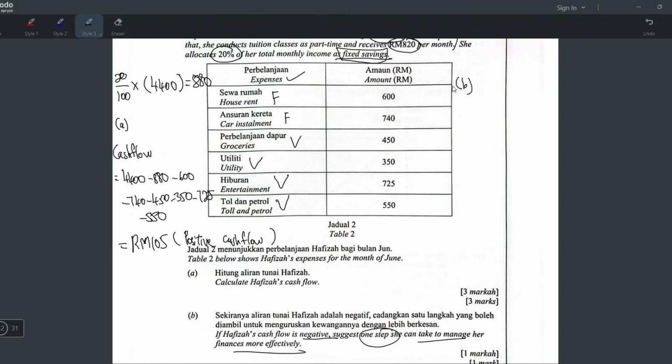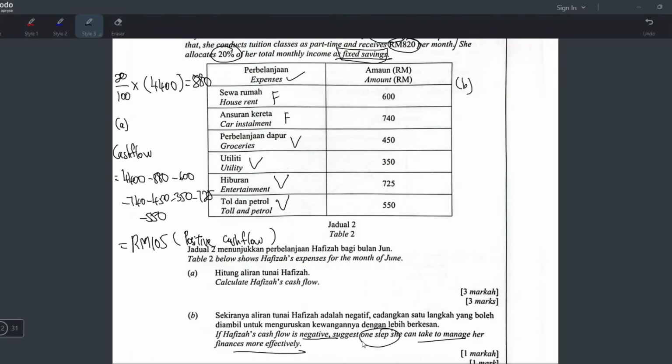I do teach to my own students. Yeah, when I teach this chapter, I always tell them you have to be aware of this type of question. Yeah, they will suggest two ways to improve the cash flow. Okay, so the two standard ways to answer this. Okay, first way you can say reduce the variable expenses, mengurangkan perbelanjaan yang tak tetap. And then another way is you increase your income. You increase your income by maybe doing part time or maybe doing online business. Yeah, those are the two best ways to answer it.